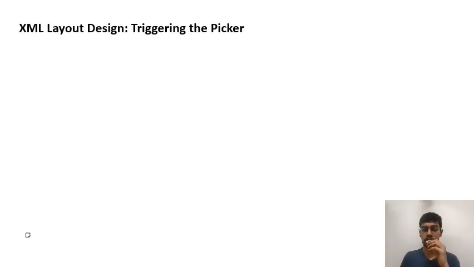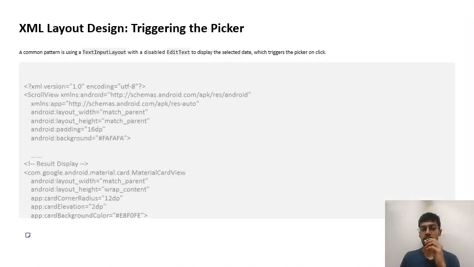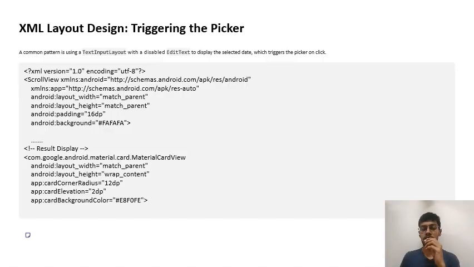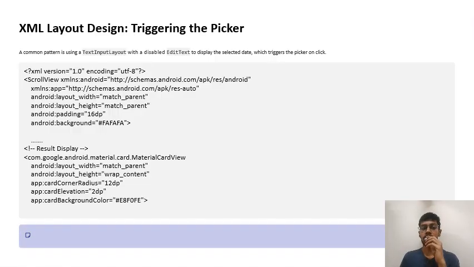So now we will be seeing the XML layout design triggering the picker. A common pattern is using a text input layout with a disabled edit text to display the selected date, which triggers the picker on click. This is a little part of the code snippet for my XML file. I'm going to explain the major XML components and their necessity for the interface.